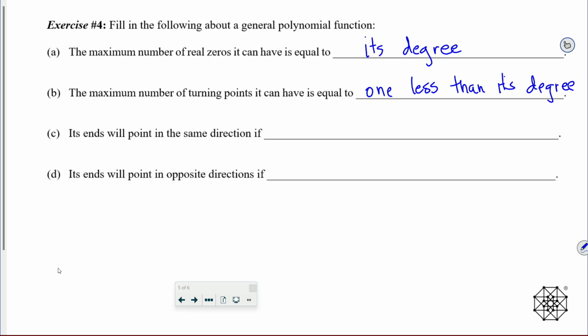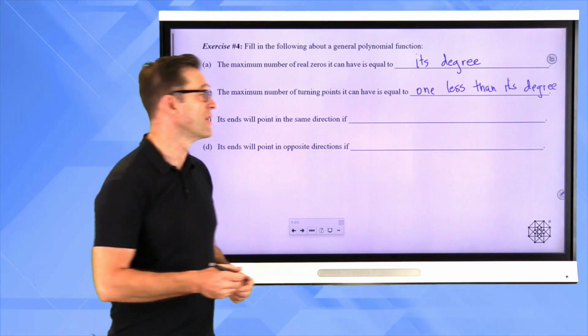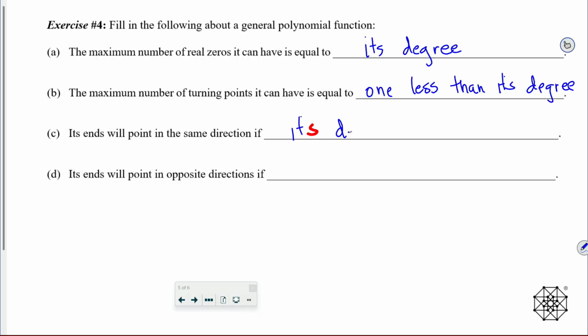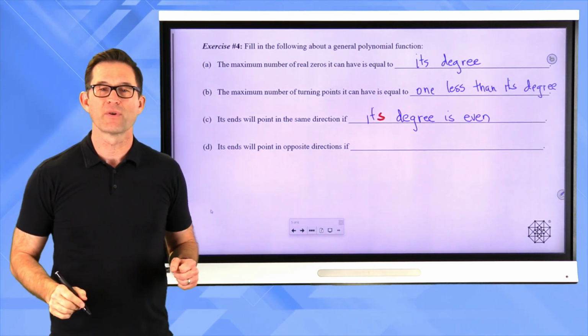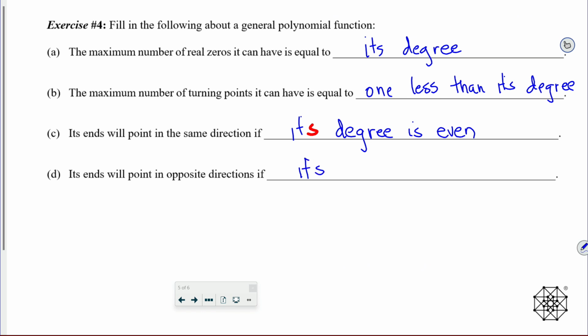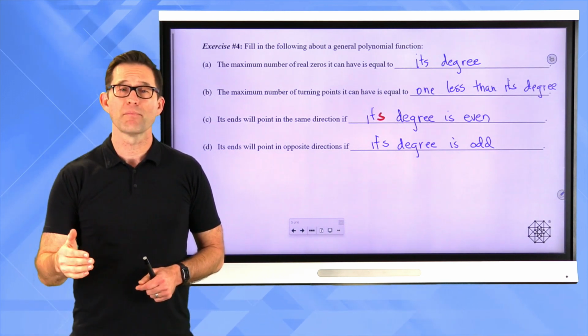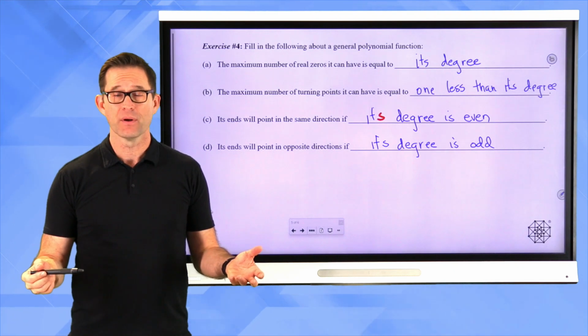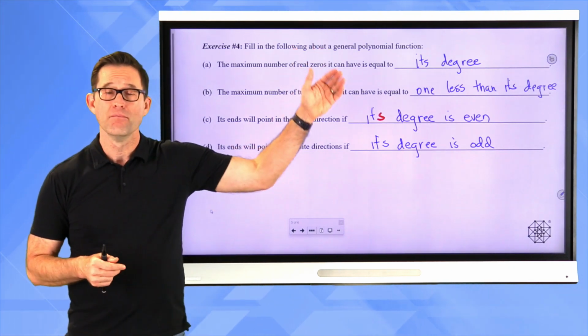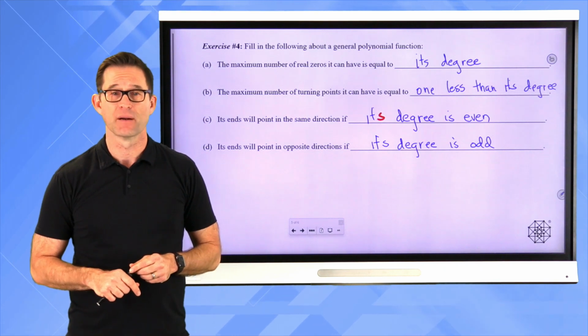So that's just the maximum number, not the exact number. Letter C. Its ends will point in the same direction if its degree is even. All right, and easy enough, its ends will point in opposite direction if its degree is odd. Okay. So even though the behavior of polynomials becomes more and more complex as the degree goes up, we can see some general trends, most of which are summarized in exercise number 4.